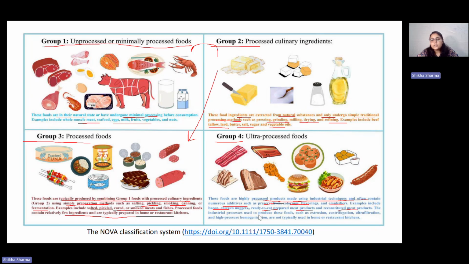ready to eat prepared meat products, then reconstituted meat products. The industrial processes used to make these products include extrusion or centrifugation or ultra filtration and high pressure processing or high pressure homogenization. So they are not typically available in home or restaurant kitchens. These are basically made in the industries. So these products are the ultra processed food products.